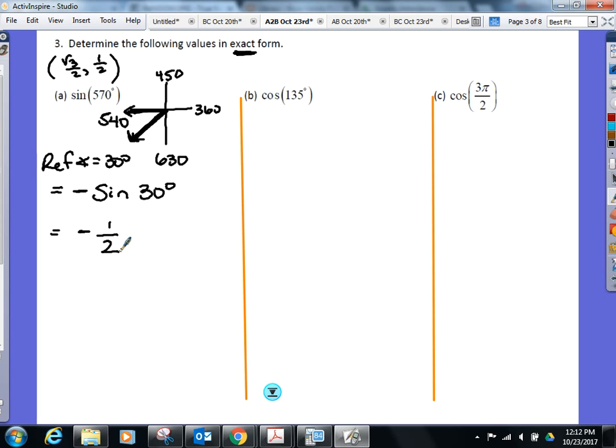Okay, here we go. Next one, cosine 135. Reagan, what quadrant am I in? And what do I know about cosine in the second quadrant? Positive or negative? Great job. So at least we got down that this is negative cosine of something. What's the reference angle for 135? That's what I'm going to plug in next.